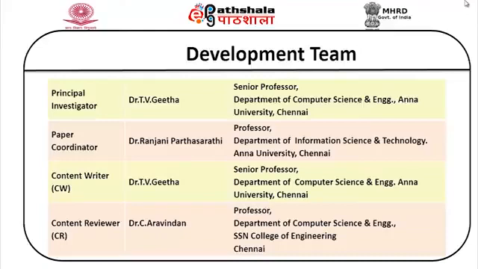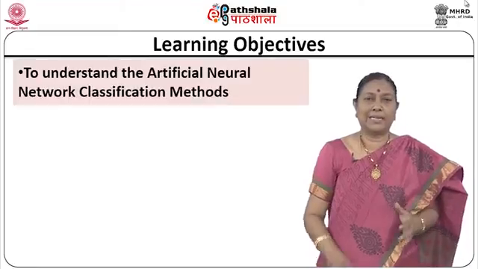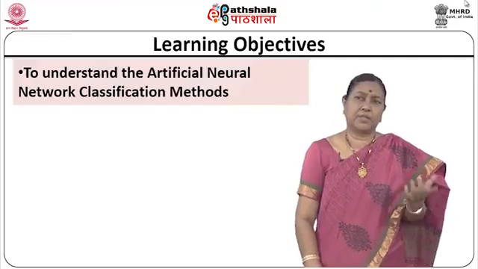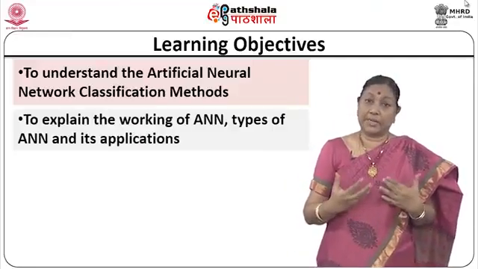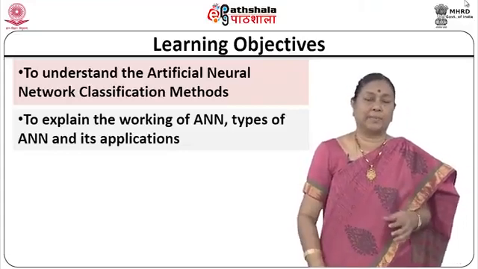And now let us look at the learning objectives of this module. The learning objectives of this module are to understand artificial neural network classification methods. Artificial neural networks is also called ANN. So, we will try to explain the working of an ANN, or artificial neural networks, and what its types and applications are.